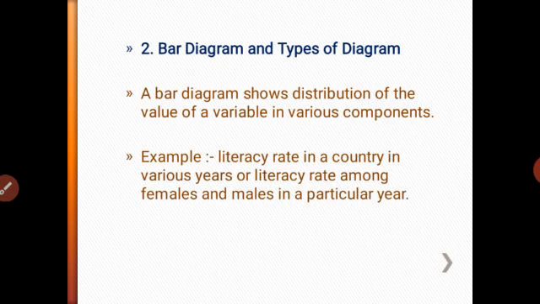The first example shows the literacy rate in a country among different years, with a different literacy rate in each year. In 2010 our literacy rate is 50%. In 2011 the literacy rate increases to 56%. Another example shows the literacy rate among females and males in a particular year. It means in 2010 the male literacy rate is 52% and the female literacy rate is 50%. This type of data is shown.